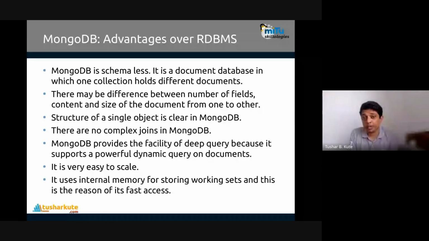Schemaless, we know already. There may be a different number of fields contained, and the size of documents can differ from one another. The structure of a single object is clear, and one object and the second object are not equal to each other. There are no complex joins present. It provides the facility of deep queryability, is easy to scale, and it uses internal memory for storing the working set, which is the reason for fast data access.